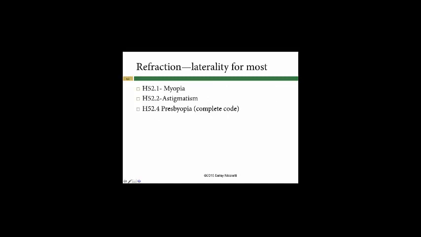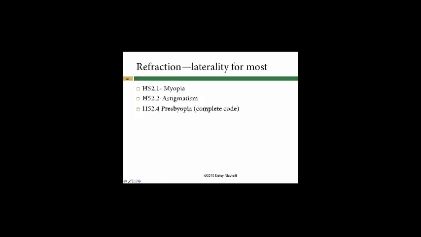So for refraction, we have laterality for most of the codes. So H52.1, myopia, when I look at that, is it hypermetropia or myopia, and is it right, left, or bilateral or unspecified? For astigmatism, is it unspecified, irregular, or regular, and right, left, and bilateral? Presbyopia, single code, complete. We're happy about that. We're always happy when we have these single codes that we can find where we don't have to go to any more detail.